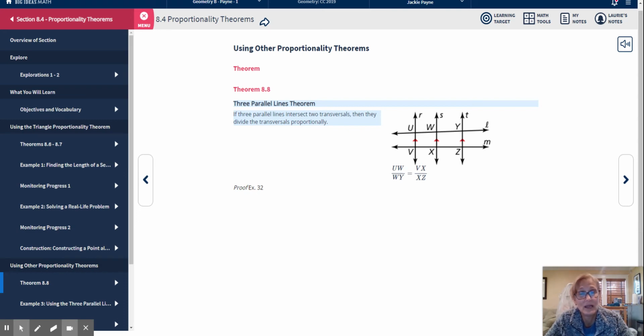If 3 parallel lines intersect 2 transversals, so your parallels here are R, S, and T, and your transversals are L and M, then they divide the transversals proportionally. So if you know these are parallel, and you've got 2 transversals, then you can write UW over WY is equal to VX over XZ. You can write that proportion and know that they're equal. There's an example 32 in your book if you'd like to see the proof of that.